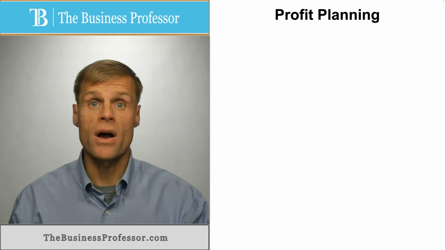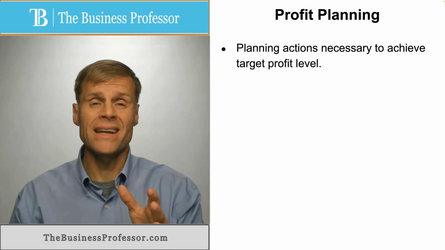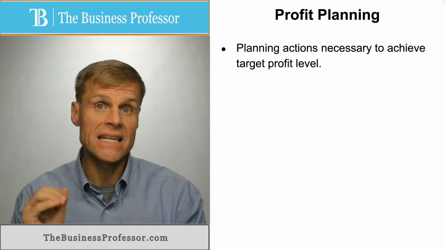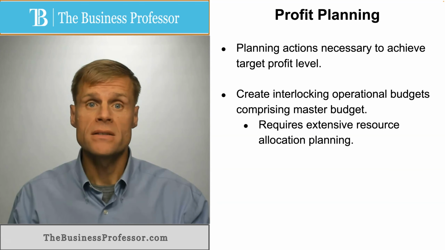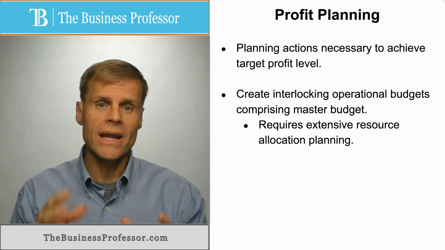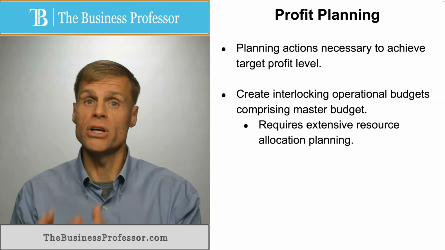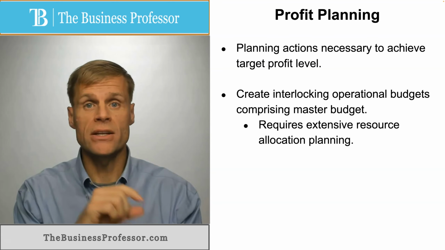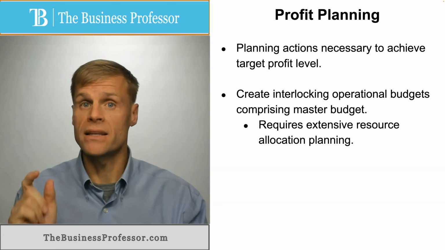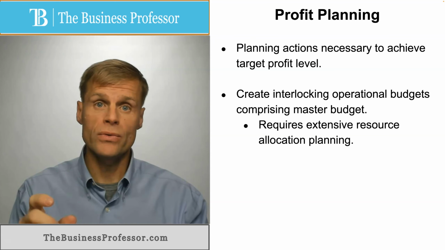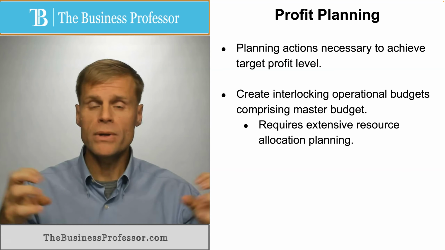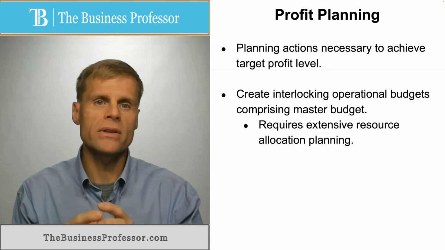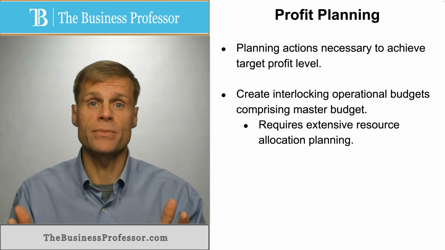What is profit planning? Well, profit planning is generally planning the actions necessary to achieve a target profit level. Okay, so with that being said, what you're effectively doing is you're creating multiple operational budgets. You're identifying activities and you're attributing the resources necessary and the cost of those resources to the specific units or activity groups, and you're doing them collectively so that you can assemble all this information into a master budget.